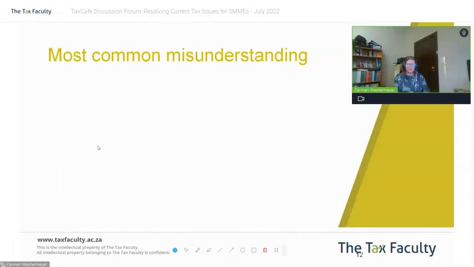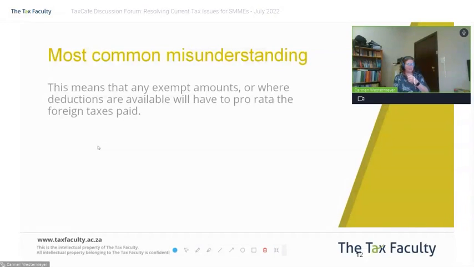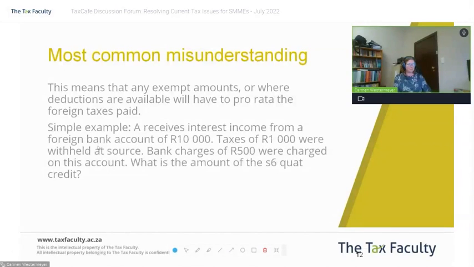The second big misunderstanding is that the amount I can claim as a credit or as a rebate is equal to the amount of tax paid on foreign income included in taxable income. So if you've got any exempt amounts or if you've claimed any deductions against that foreign income, you're going to be able to claim a lesser credit. Right, so just to take a simple example, take a read through that, think it through.